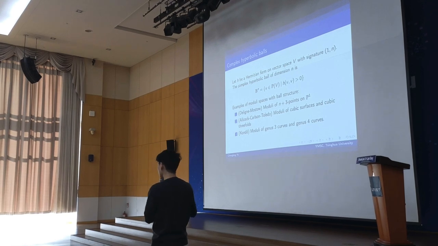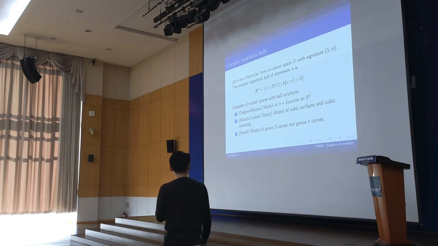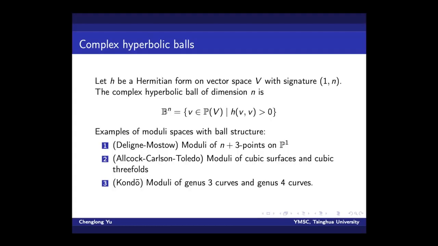There are many examples connecting moduli spaces to this Hermitian symmetric space. The first one we will use a lot is by Deligne-Mostow and also Thurston. It's the moduli space of points on P1. The second construction is also a very famous construction by Allcock, Carlson, and Toledo. They actually have two cases: one is the moduli of cubic surfaces, and the other is the moduli of cubic threefolds. In the second case, you will have a 10-dimensional complex hyperbolic ball. The next construction is by Kondo. He has constructions relating the moduli of genus 3 curves and genus 4 curves to complex hyperbolic balls. These are some examples, and later I will go through some of them.